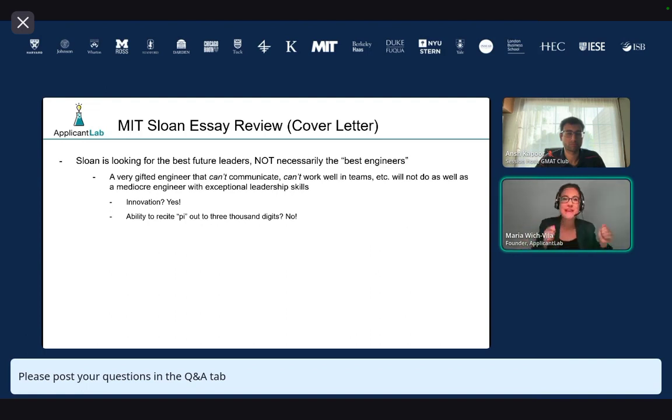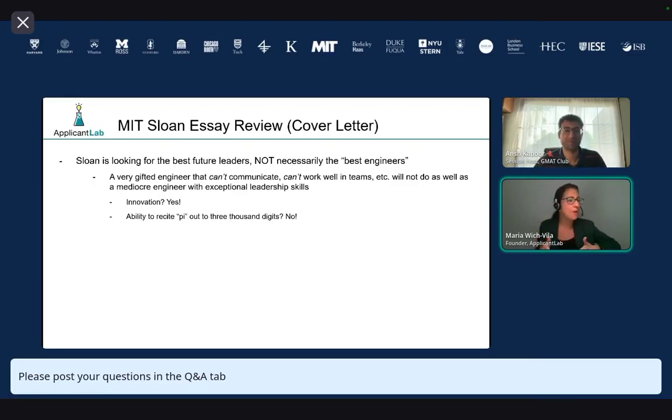The bad news, though, is that because Sloan tends to attract a lot more engineering types to its program because it's MIT, the problem is, number one, engineers are even more overrepresented in the MIT applicant pool as they might be in other schools. And the second challenge with this is that people think to themselves, and this is a reasonable thing to think, I'm not blaming you for thinking this, okay, it's MIT engineering school, so I need to prove in my application that I am like the best engineer that's ever engineered.